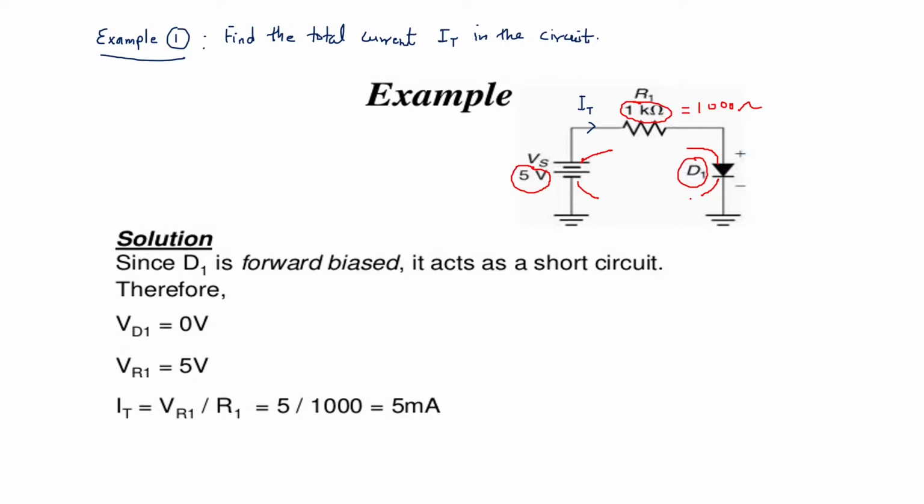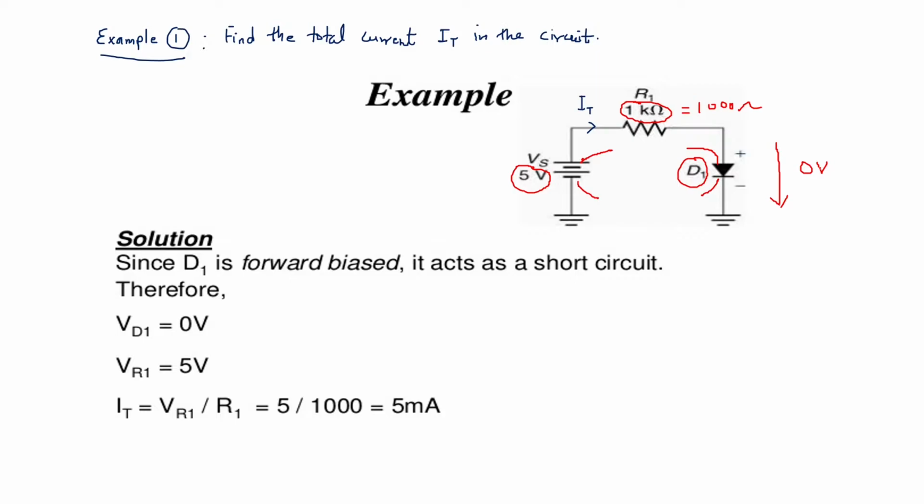That means the anode is more positive than the cathode and the diode is in forward bias condition. That means it is going to allow current to flow, and for an ideal diode we will take the voltage across it as 0 volt, because for an ideal diode we are not going to consider the knee voltage, that is the potential barrier voltage of the diode. So we will take an ideal diode as a short circuit and 0 volt. Now here since D1 is forward biased, it is going to act as a short circuit.